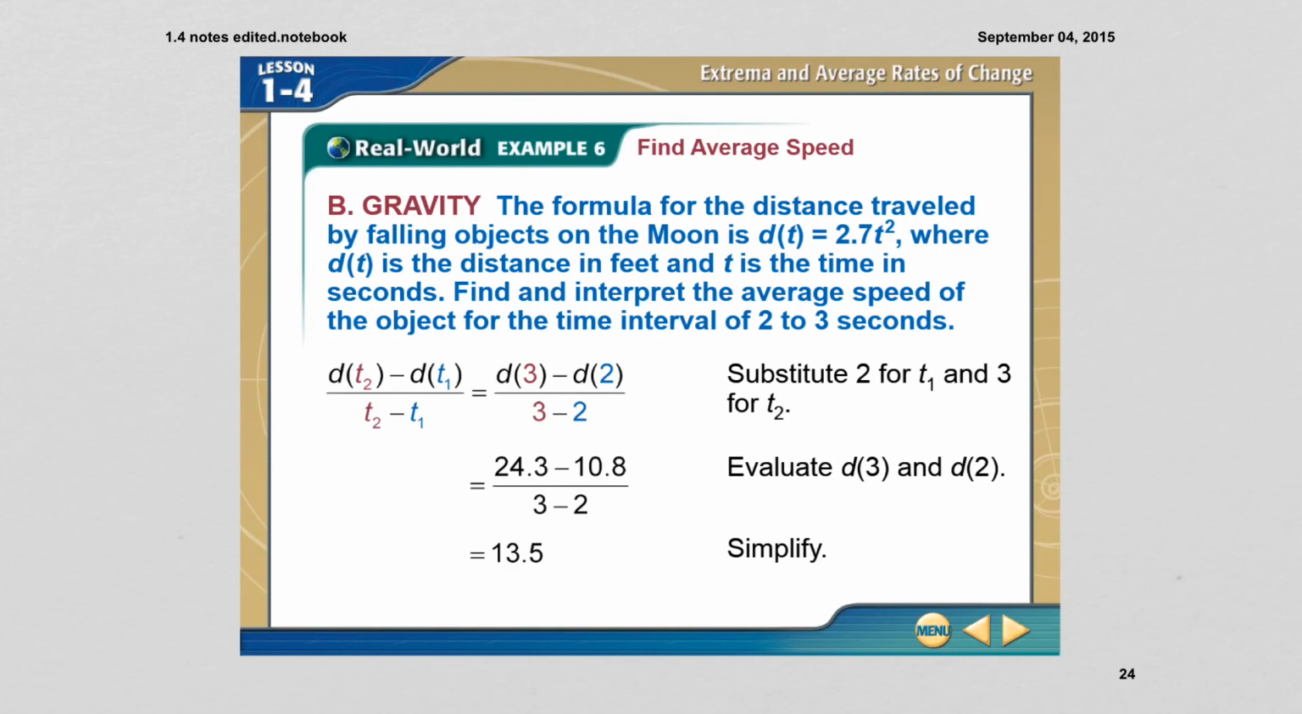Okay, let's try one more. Again, we're using the same formula. The only thing that's different is we're looking at the interval from 2 to 3 seconds. So we're going to be plugging in 2 and then we're going to plug in 3 into our function. When we simplify, we find out we get 13.5 feet per second. That is our average speed in the interval from 2 to 3 seconds.